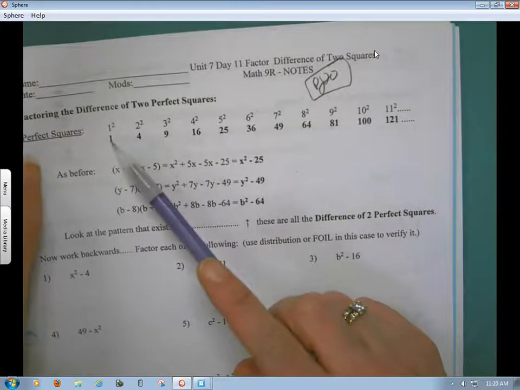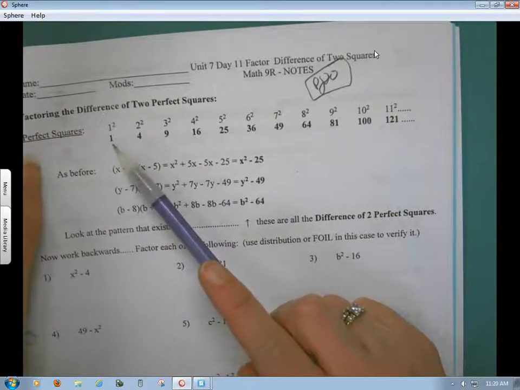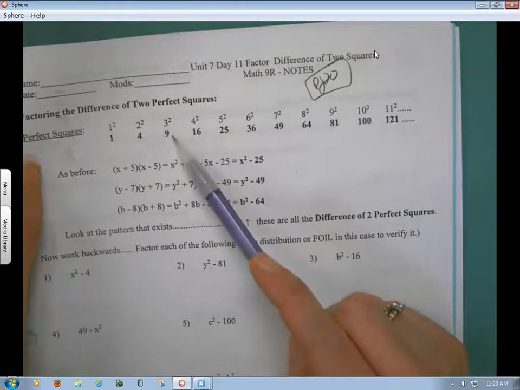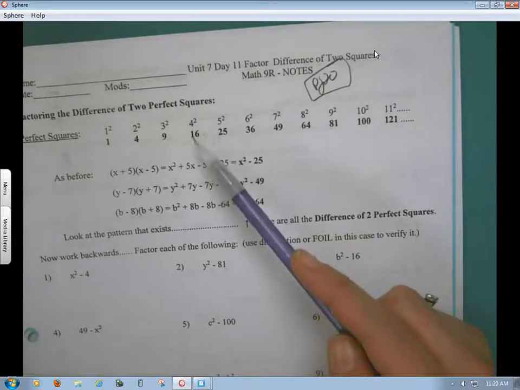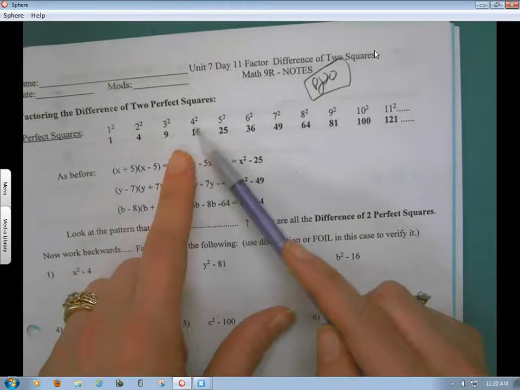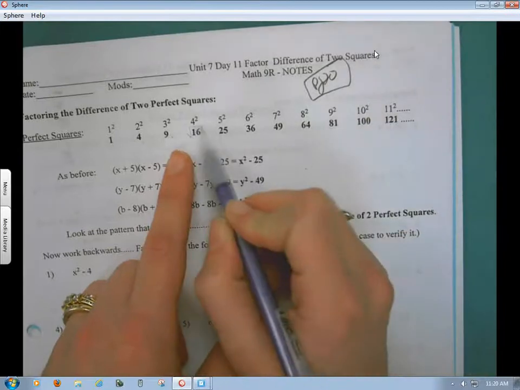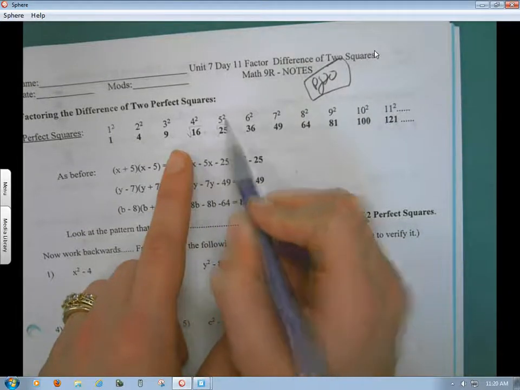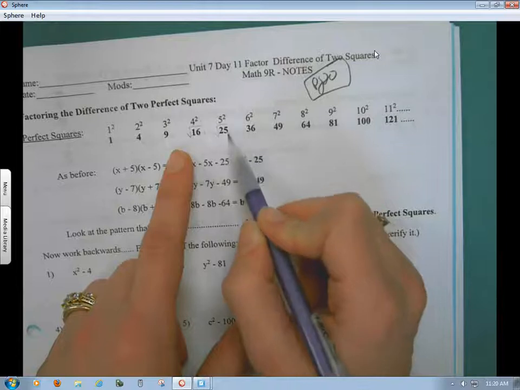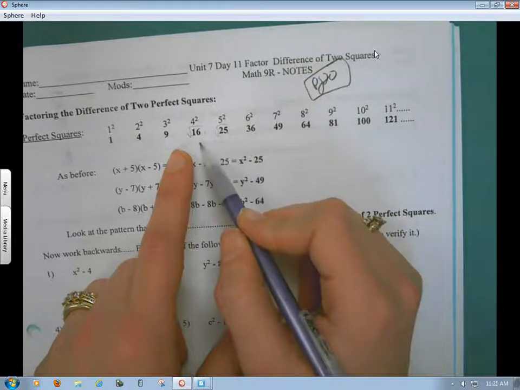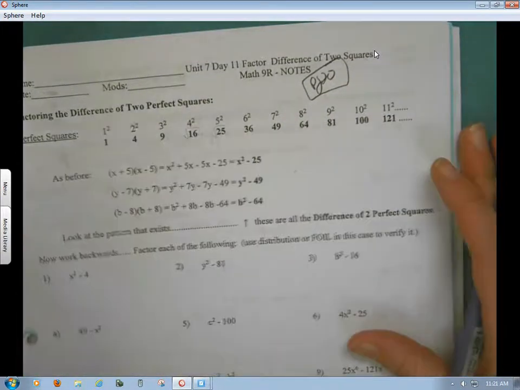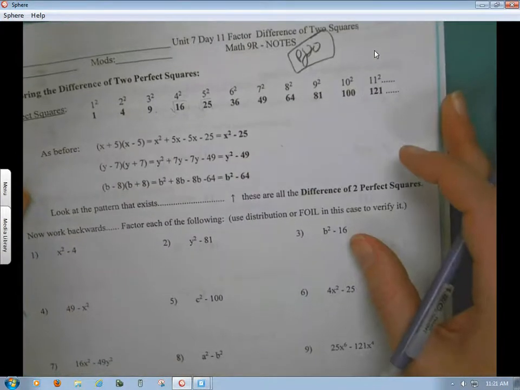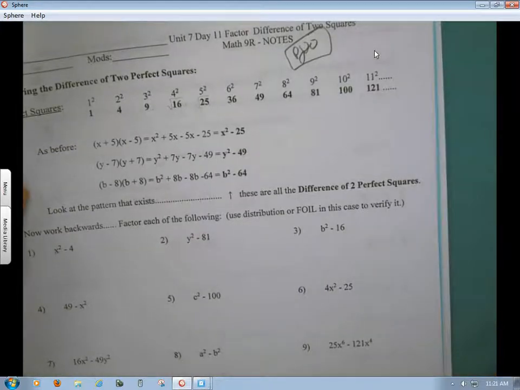Okay, 1 squared is 1. So 1's a perfect square, 4 is a perfect square, 9's a perfect square, 16's a perfect square, because their square roots are whole numbers. I always think of it the opposite way this is written. So the square root of 16 is 4. The square root of 25 is 5, because 5 times 5 is 25, and 4 times 4 is 16. So you can figure out the numbers that are perfect squares. If you have a perfect square, it's really easy to factor the difference of two squares.